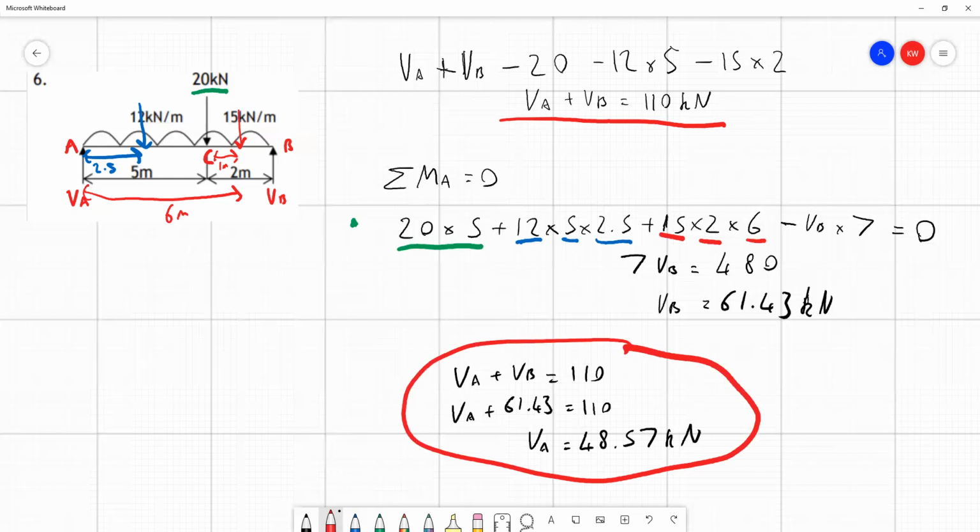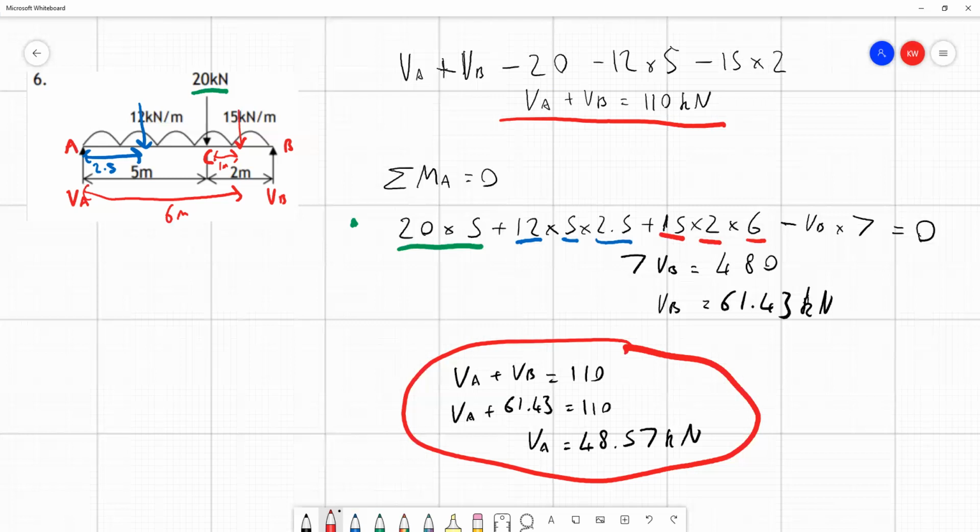48.57 kilonewtons. Because we've done some problems like this before, I've tried to speed it up for this video so that we can spend a bit more time again looking at the shear force and bending moment diagrams. So if you want to have a look at that just now, now is a good time to pause and have a think about this before I move on to doing the shear force diagram. So let's do that then. Let's look at the shear force diagram.